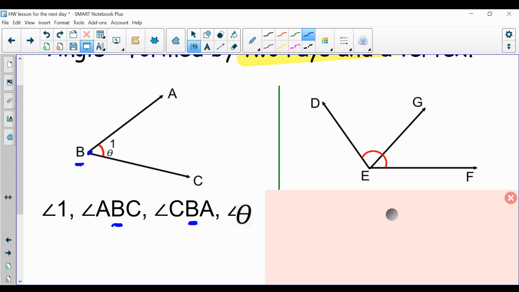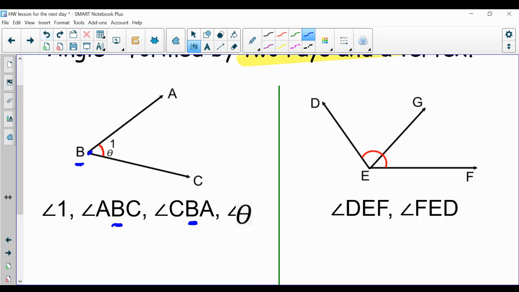Now let's look at the right one. The right picture, how many angles are there? I'm telling you, we have one, two, three. There are three angles in this picture. The one indicated in red is the angle we're talking about. How do you indicate that angle? Remember, do not say that's angle E. If you name it angle E, I don't know which one you're talking about, as there are three angles at E.